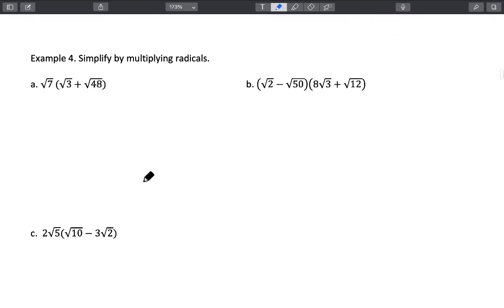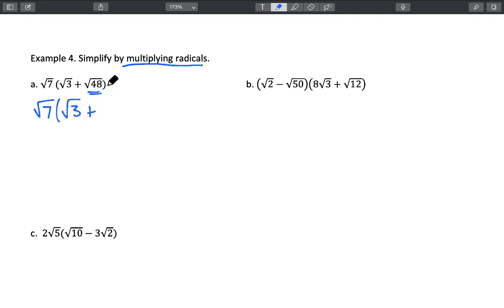Finally, I've got simplifying radical expressions by multiplying. Now, when I multiply radicals, I'm going to multiply the radicands. So here's what I mean. I've got the square root of 7 times the sum of root 3 plus the square root of 48. I know that I can simplify the square root of 48. So let's do that before we do our distribution.